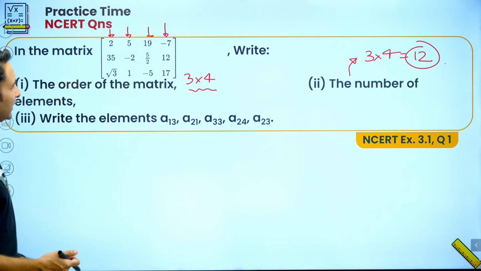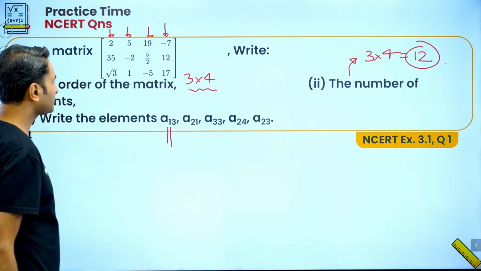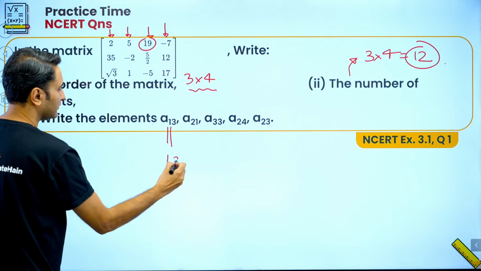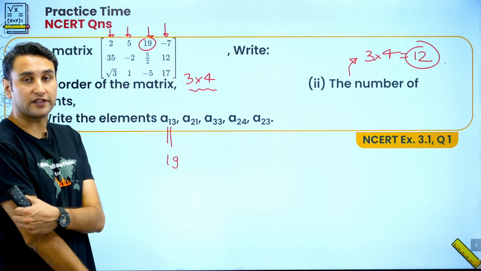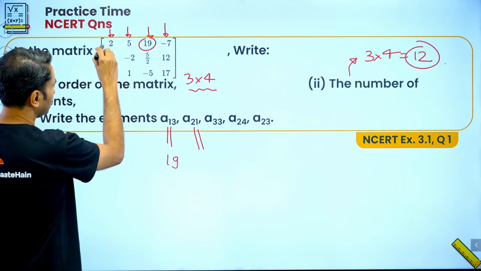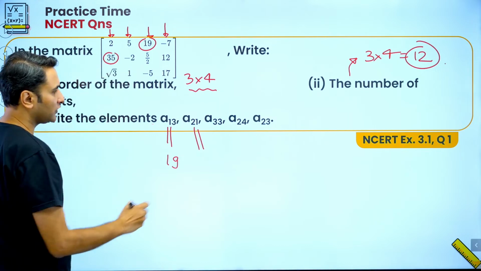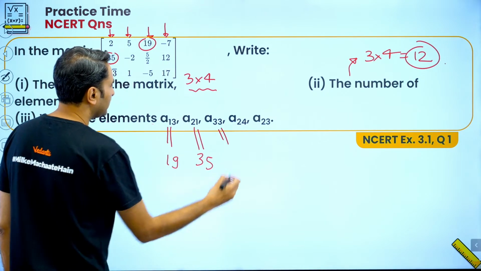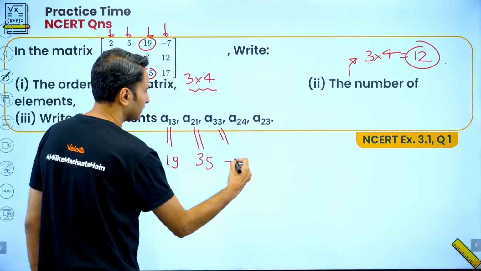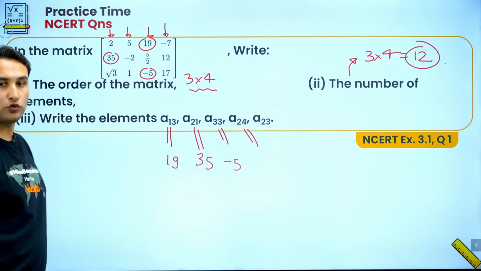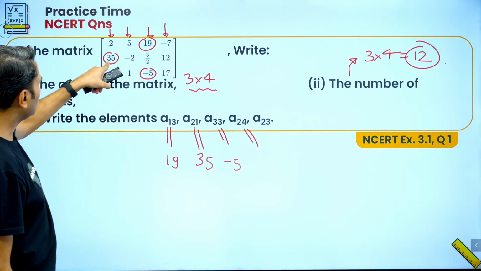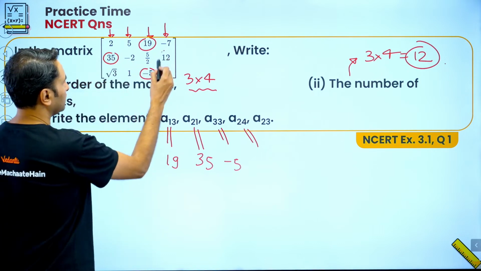Write the elements A13, A21, very simple. What is A13, bachcho? First row, third column, 19. Correct? Just for your understanding, so that there is no confusion. A21, second row, first column, 35. A33, third row, third column, minus 5. A24, second row, fourth column, 12.